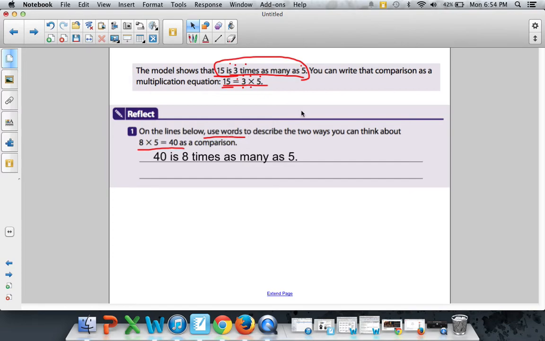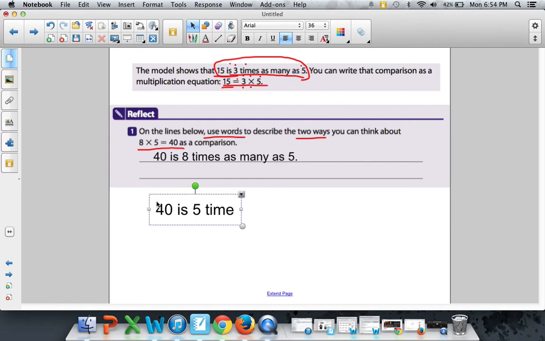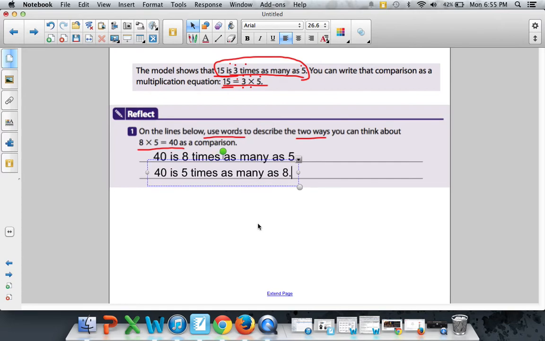There's 2 things they want to see. Look at the question. It said 2. But that's easy because all you got to do is know the commutative property in multiplication, that it doesn't matter what order you multiply something in. It will still equal the same thing. So 40 is 5 times as many as 8. Do you see what I did there for my second one? I just reversed the 5 and the 8. Because of the commutative property, that's also true.